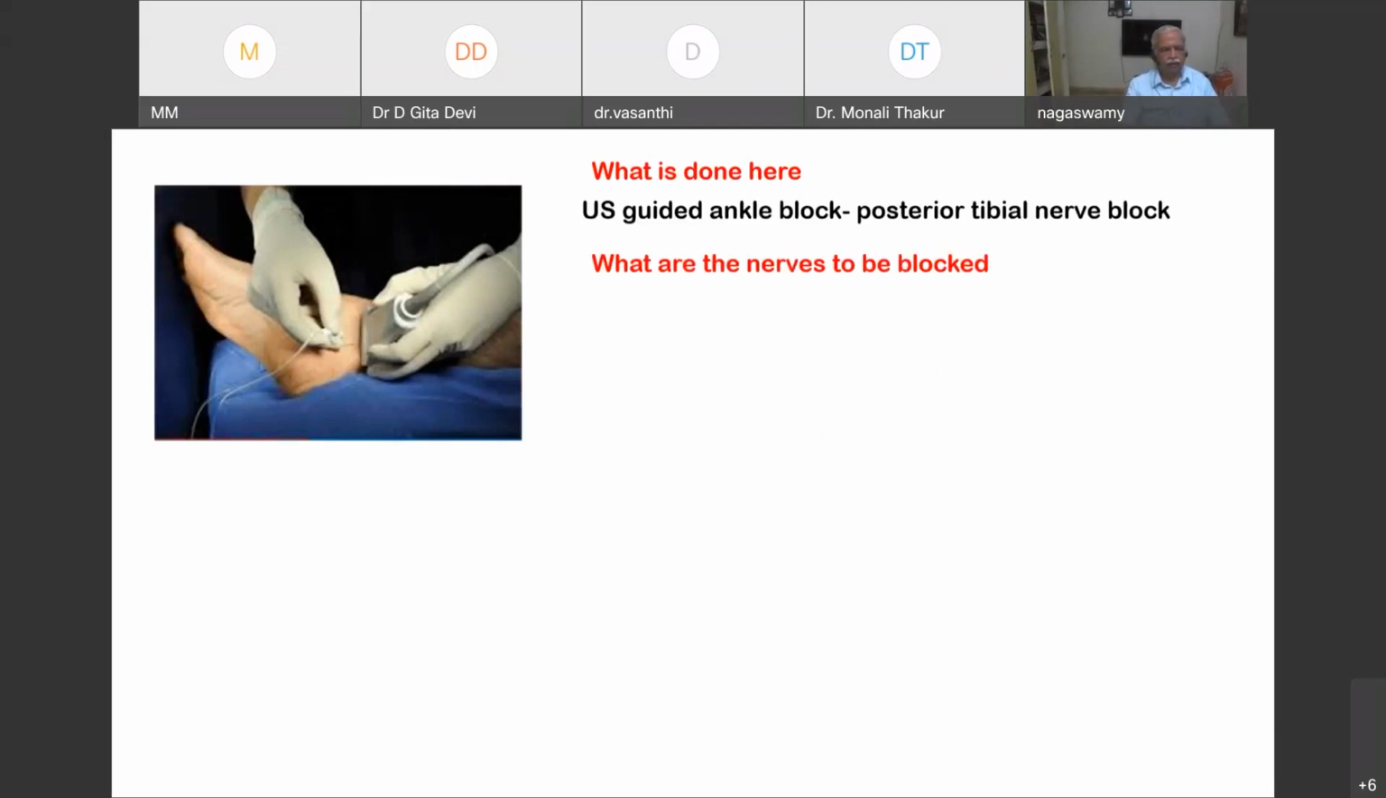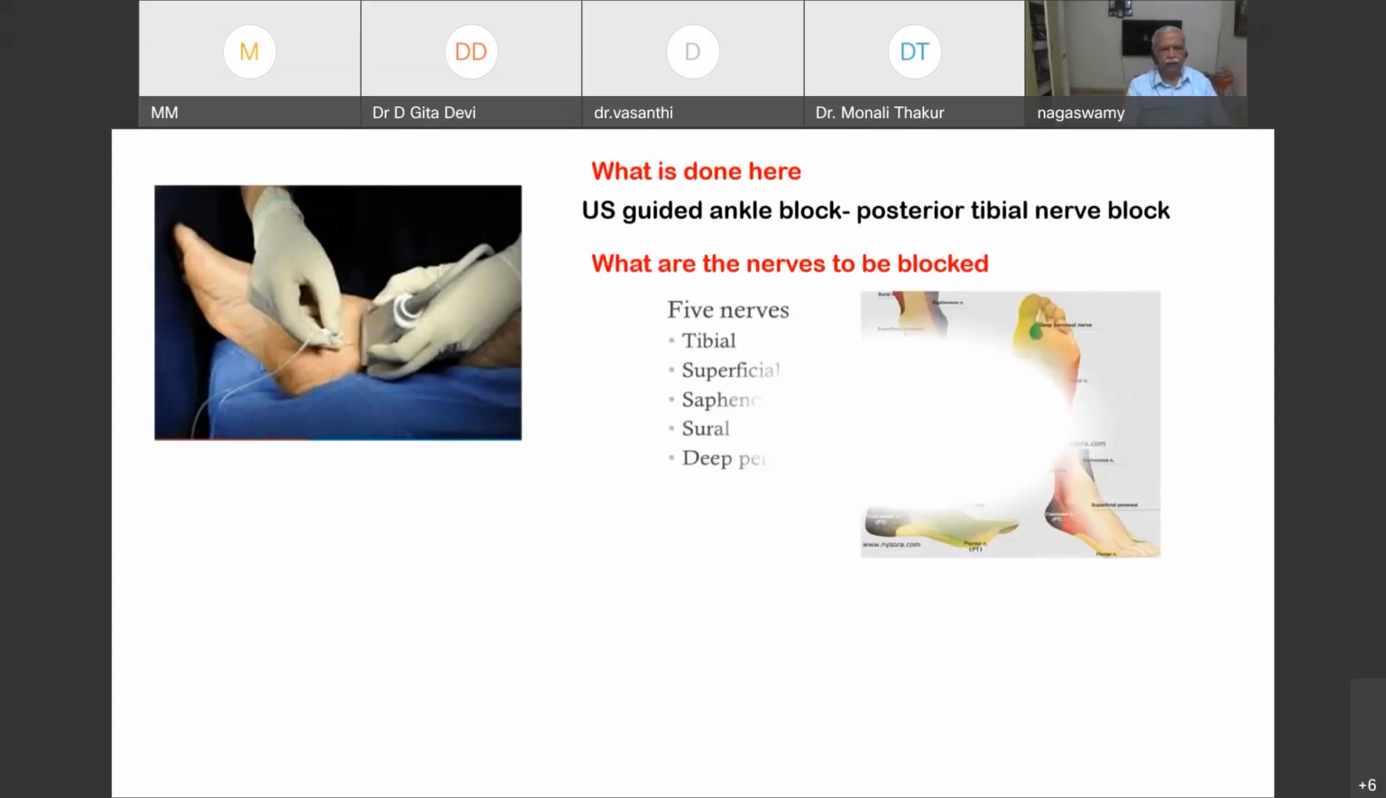What are the other nerves to be blocked for ankle block? What is their distribution or supply area? Saphenous nerve, sir. Sural nerve. Anterior tibial. No anterior tibial. This is posterior tibial. Peroneal, superficial peroneal and deep peroneal. Totally 5 nerves. Okay. Tibial, that is posterior tibial, superficial peroneal, deep peroneal, saphenous and sural. And these are all the areas which they are supplying.